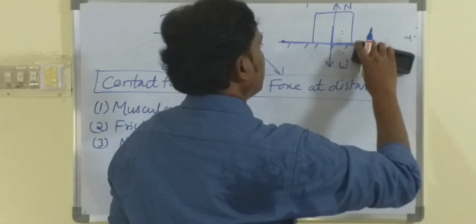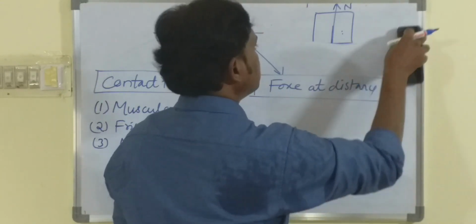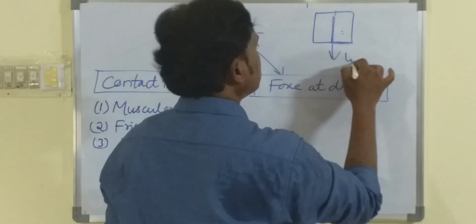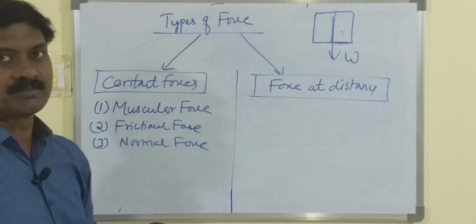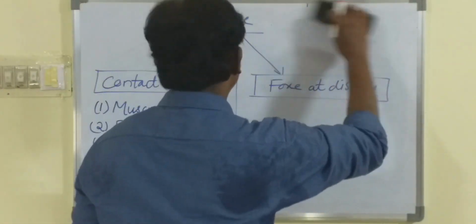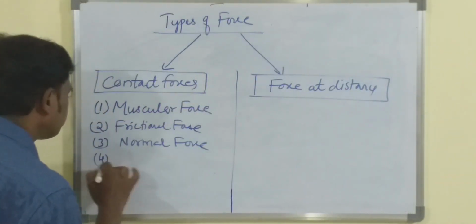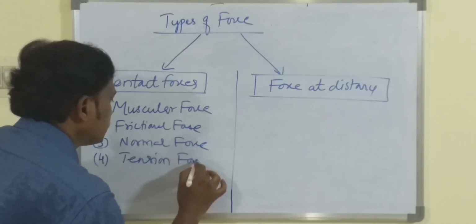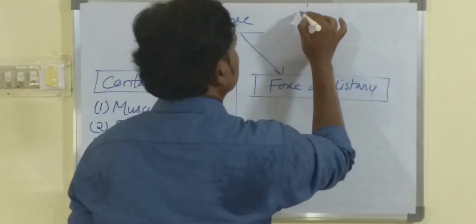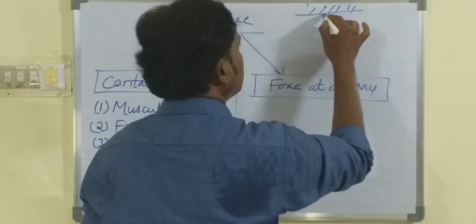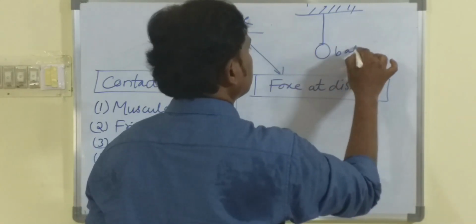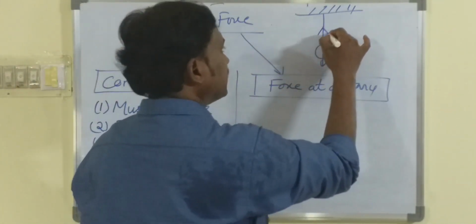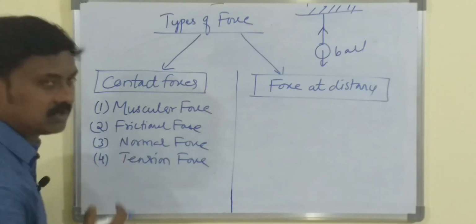Suppose it is hanging, just in the air, then only one force is acting, that is weight, and there is no normal force. Okay, I hope you understood. And the last one is tension. Tension force. Suppose there is a rigid surface here and there is a string and there is a ball. The weight of the ball is acting downwards, but there is also a force present in the string, that is what we call tension.